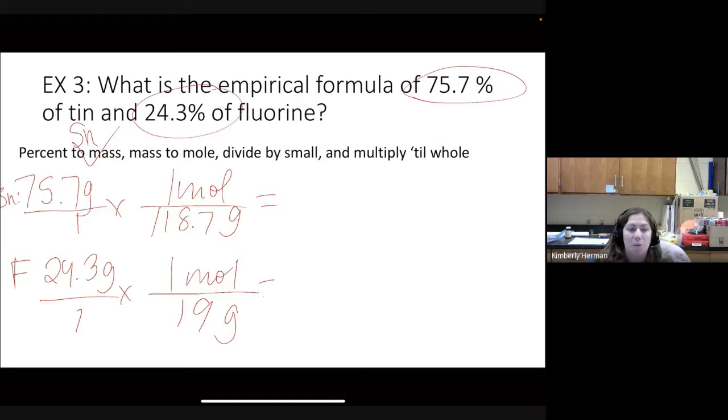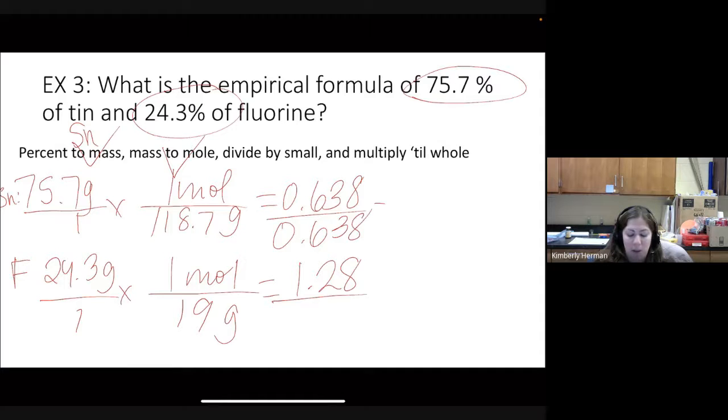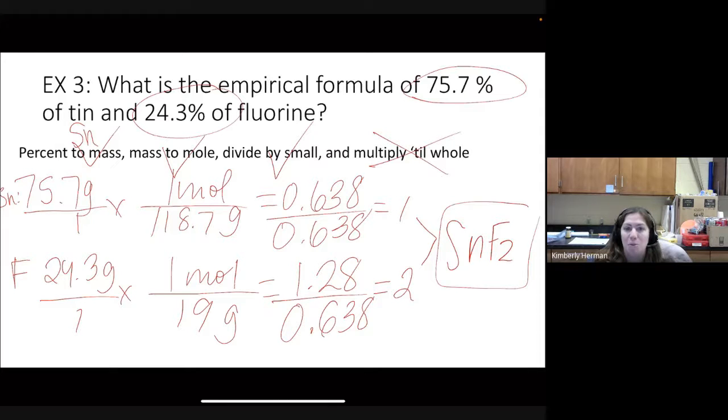Now I'm going to divide those four. So 75.7 divided by 118.7, we'll see we get 0.638. And then on the bottom, 24.3 divided by 19 is 1.28. So we finished step number 2, mass to mole. Now we have to divide by small. So we're going to see that our smaller one is the top one. It doesn't always happen that way, but for our 3 examples, it did. So 0.638 divided by 0.638 is 1, and 1.28 divided by 0.638 is not going to be 1, it's actually 2. So because we didn't have a half with this, we would see that we just have SnF2, so we divided by small, but we didn't have to multiply to get the whole.